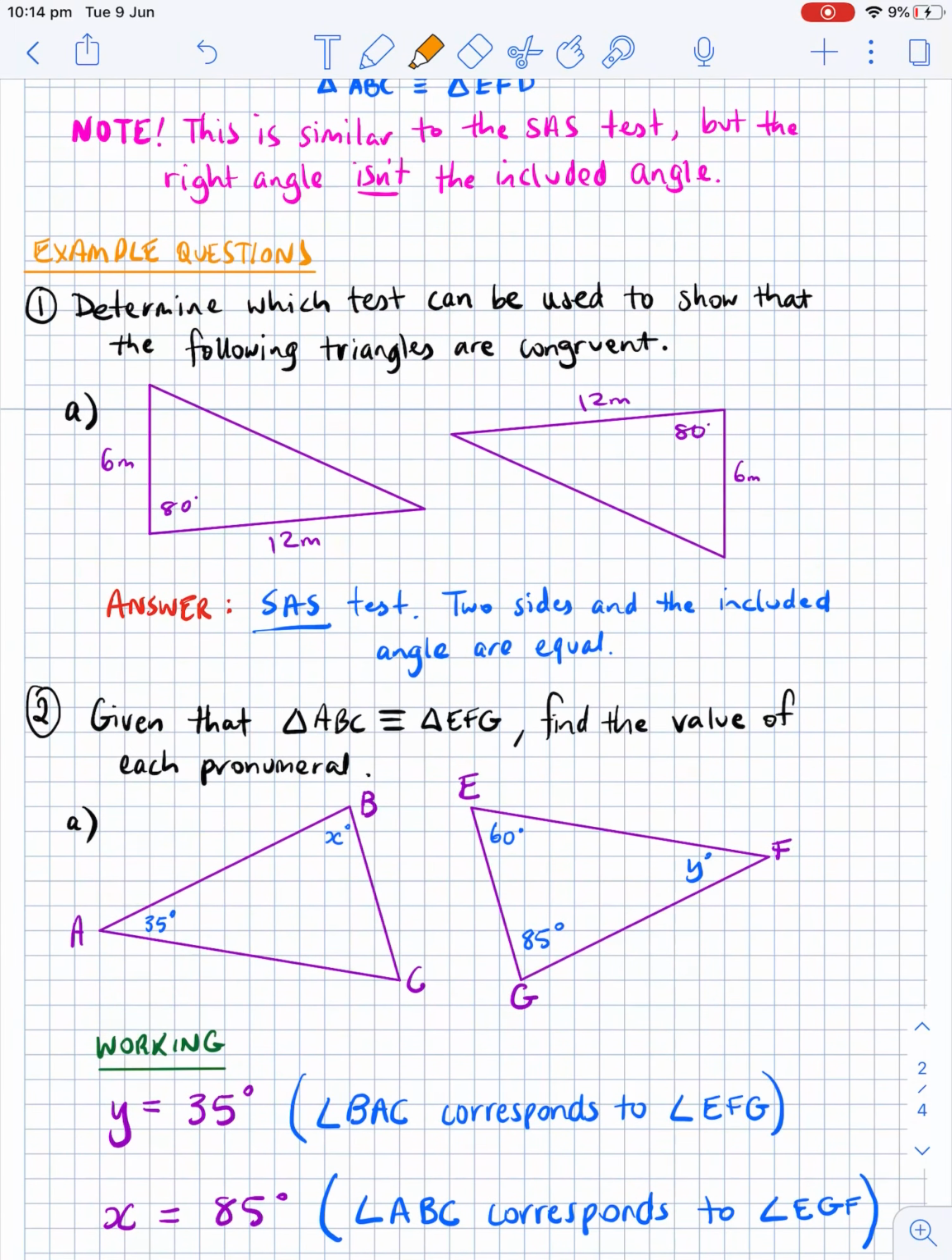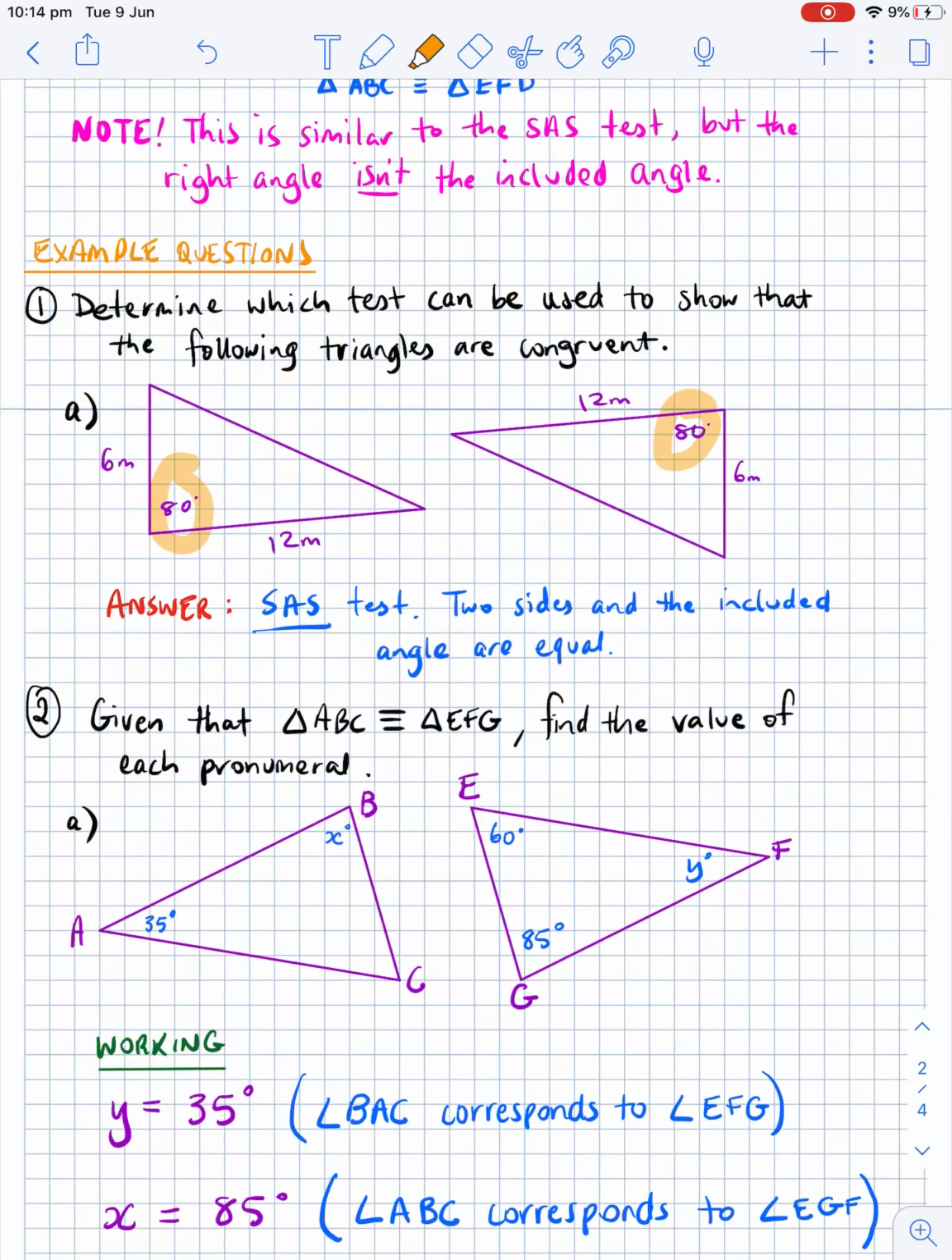Okay, so let's do some example questions. Determine which test can be used to show that the following triangles are congruent. What we've got here is 2 triangles like this. You can see here that we've got a pair of sides the same for both triangles. They're both 6 meters. This one has a pair of 12 meter sides. They're the same.